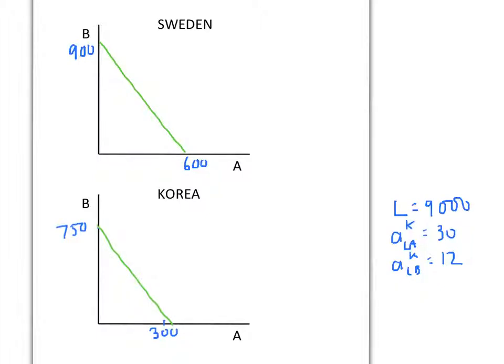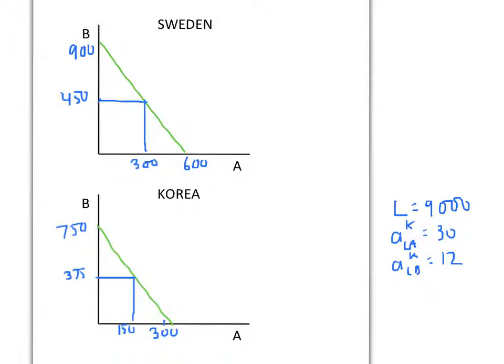In the problem setup, we said that each country has preferences such that they want to allocate half their workers to each industry. So we know that there will be 4,500 workers in Industry B and 4,500 workers in Industry A in both countries. That means that in Sweden, before trade, they will be producing 450 units of good B and 300 units of good A. And in Korea, they will be producing 375 units of good B and 150 units of good A.